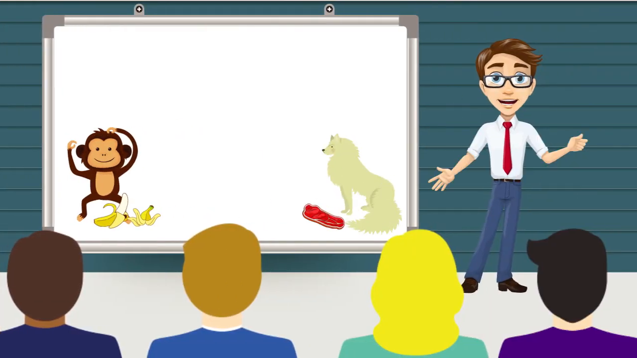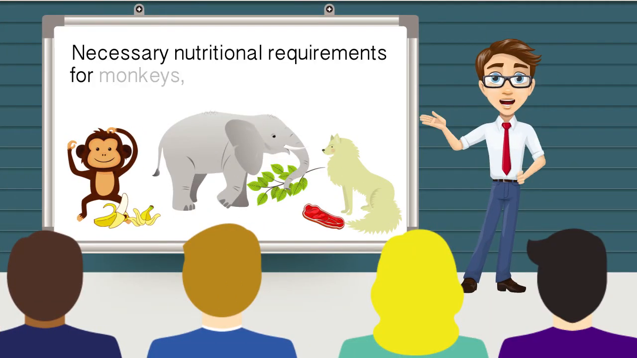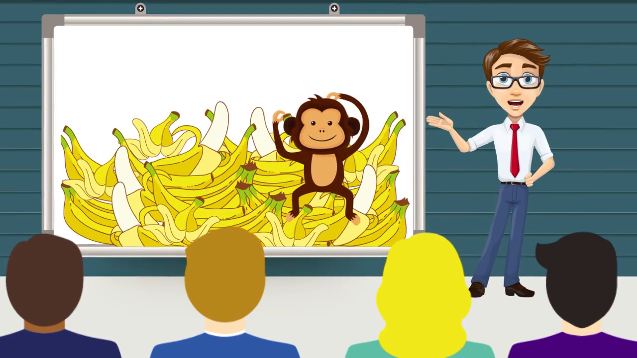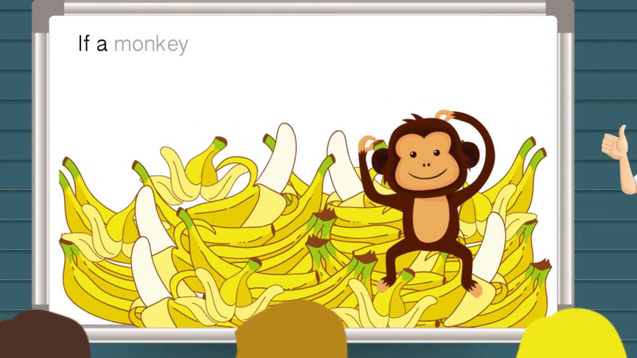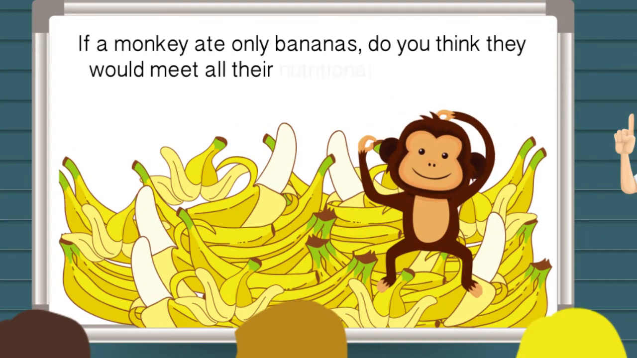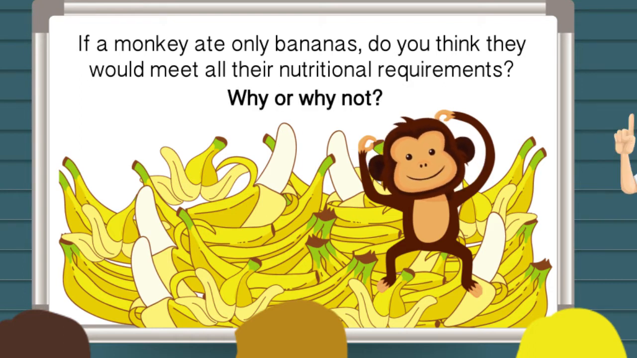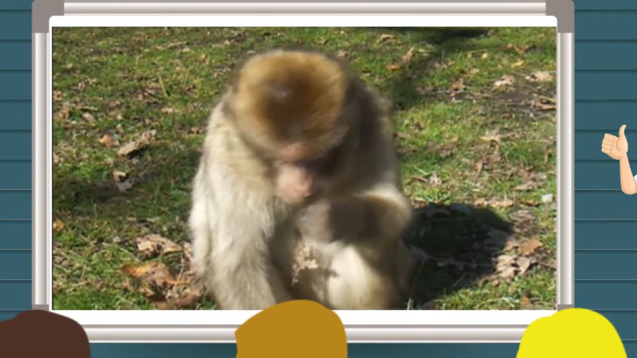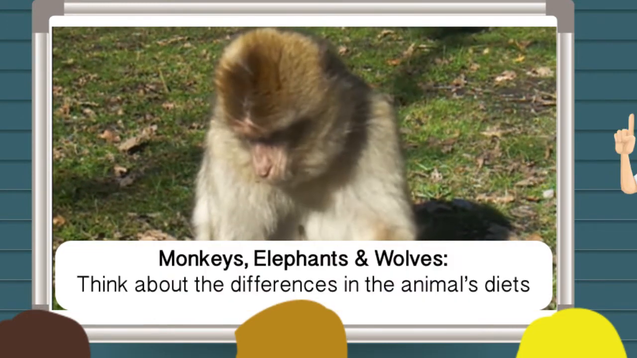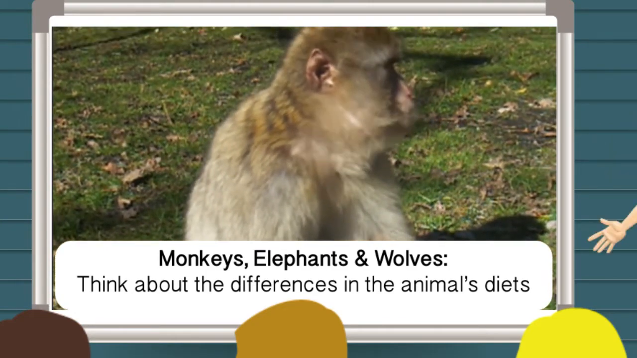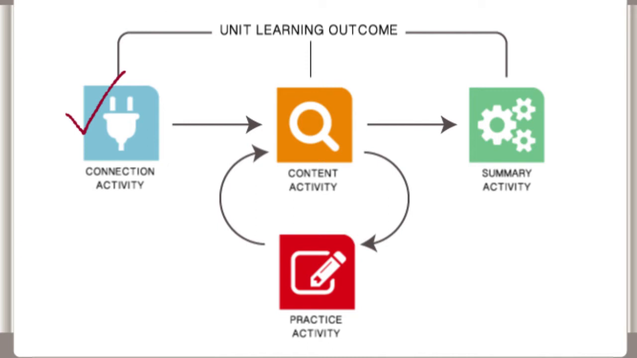For example, Sam will start by teaching students about necessary nutritional requirements for monkeys, elephants, and wolves. He decided to connect the students to the material by asking them a very simple question that they could discuss with a partner. If a monkey ate only bananas, do you think they would meet all their nutritional requirements? Why or why not? Or he may show a brief video of the animals eating various types of food and ask the students to think about the differences in the animals' diets. So you've designed one connection activity for the lesson.